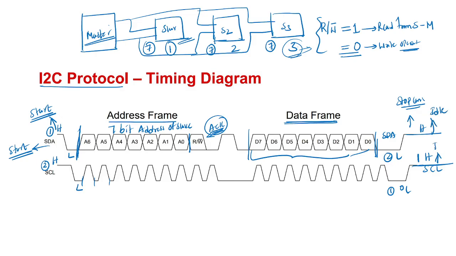I told you, no, the master is connected to VDD with a pull-up resistor, so always it should be high. The master should be high, and when a slave is connected, again it goes through the pull-up resistor. Both SCL and SDA will go to low. So this is the I2C protocol timing diagram.